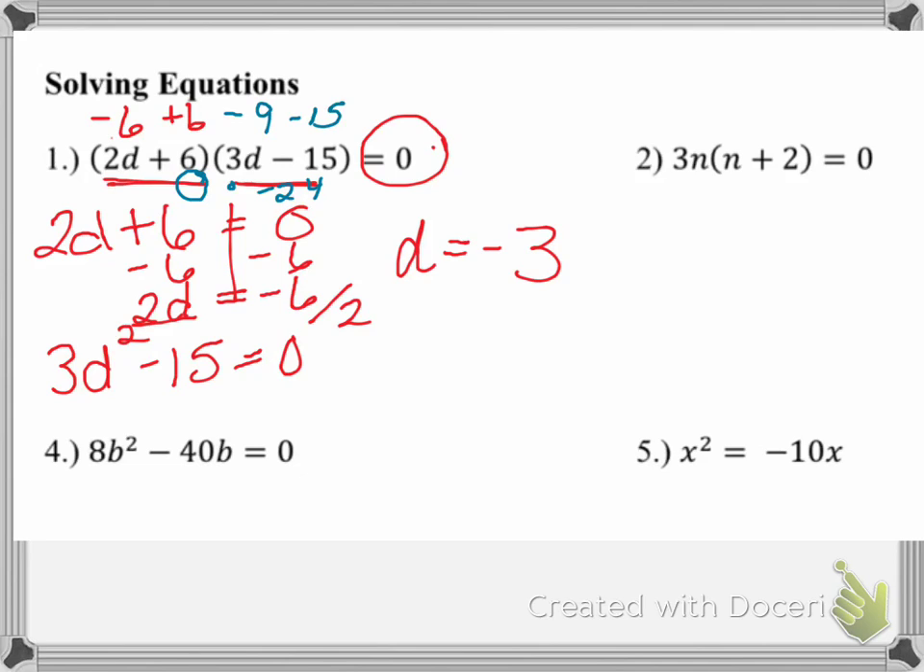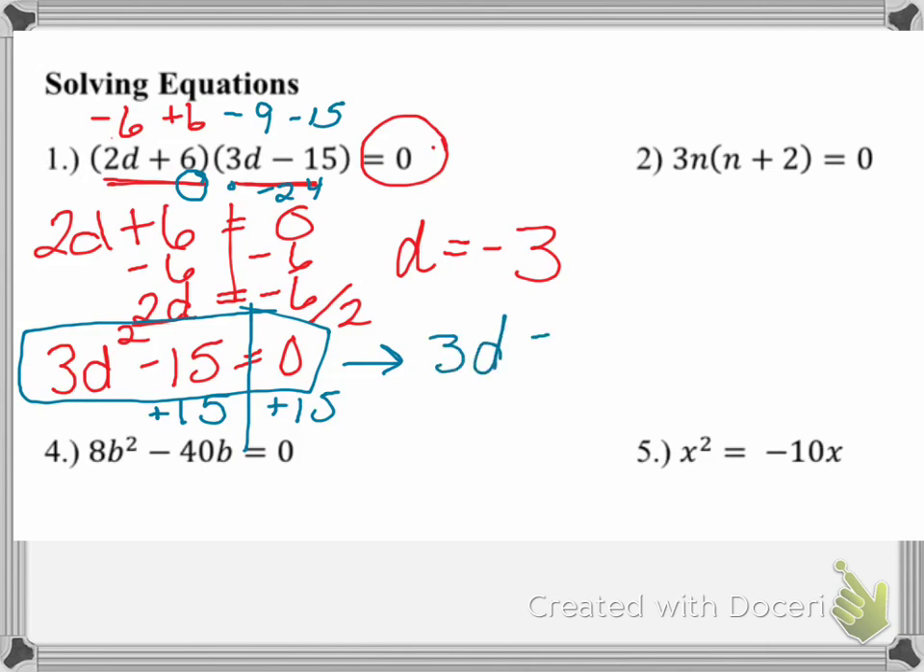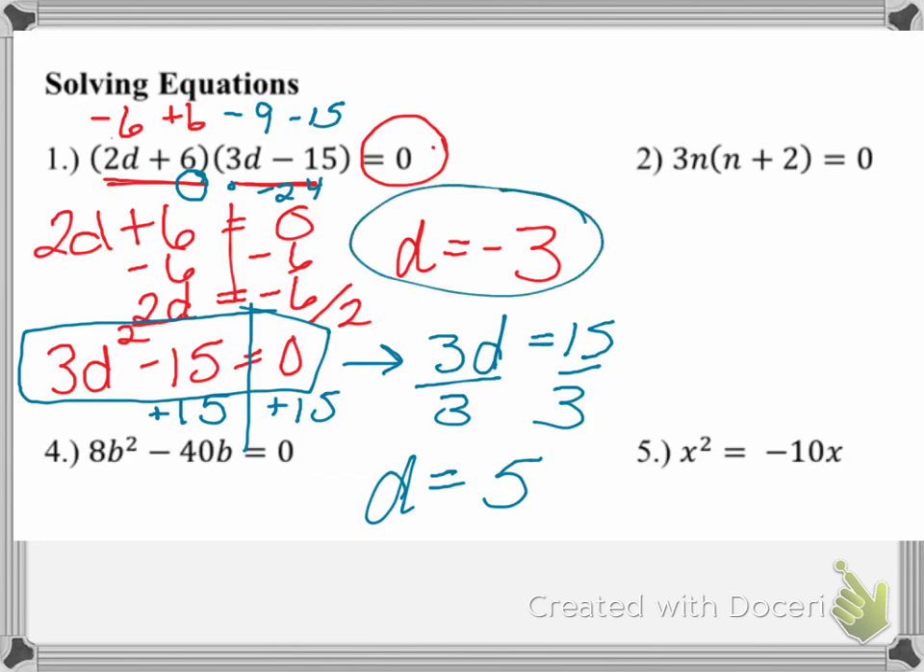But then I'll go ahead and solve 3d minus 15 is equal to 0 as well. So I'll add 15 to both sides. And so I get 3d is equal to 15, divided by 3, and d is equal to 5. So I get 2 answers for one variable. d can either equal negative 3 or it could equal positive 5.